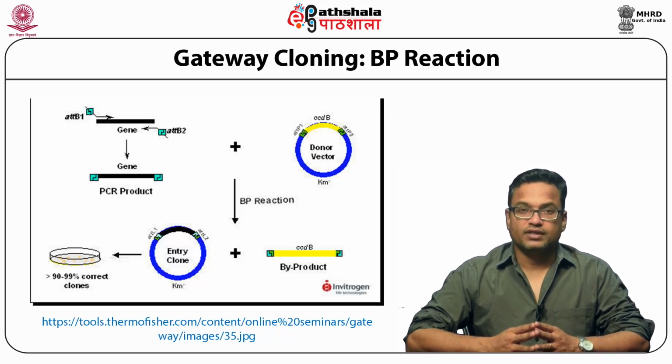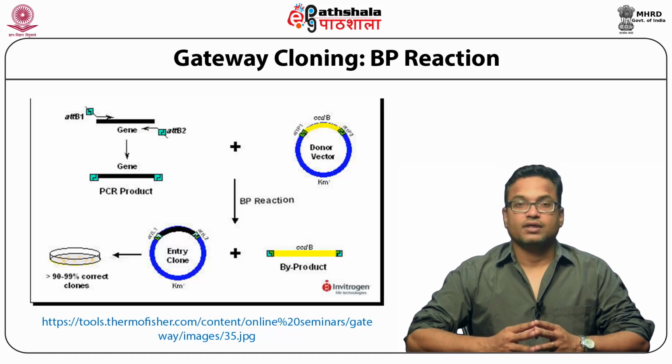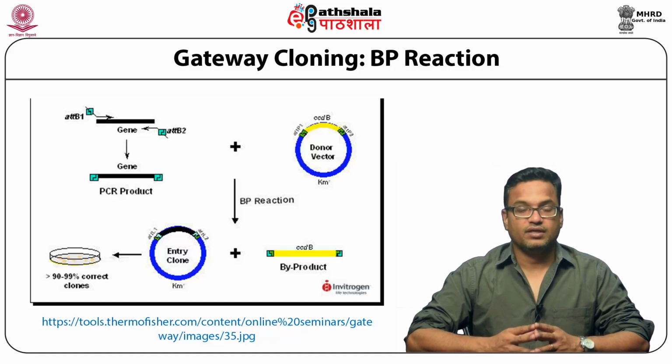So this byproduct is lost once we select our clone onto a selection media. And remember, only those vectors that have that antibiotic marker can form a colony on a plate, while the byproduct cannot do that because it has no origin of replication. It cannot independently replicate. So we get in our entry clone our gene of interest cloned.